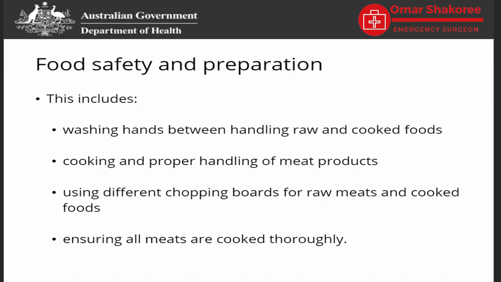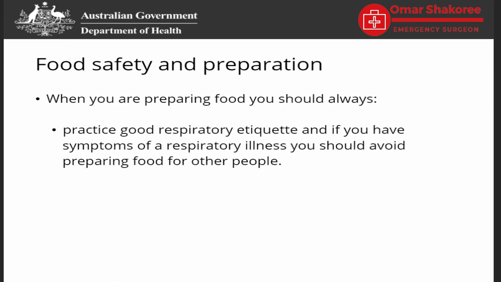So food safety and preparation include washing hands between handling raw and cooked food, cooking and proper handling of meat products, using different chopping boards for raw meats and cooked food, and ensuring all meats are cooked thoroughly. When you are preparing food, you should always practice good respiratory etiquette, and if you have symptoms of respiratory illness, you should avoid preparing food for other people.